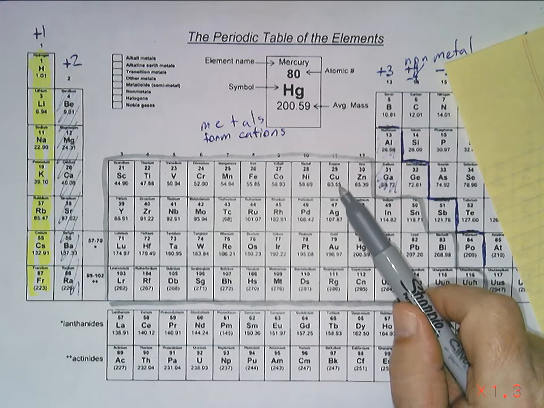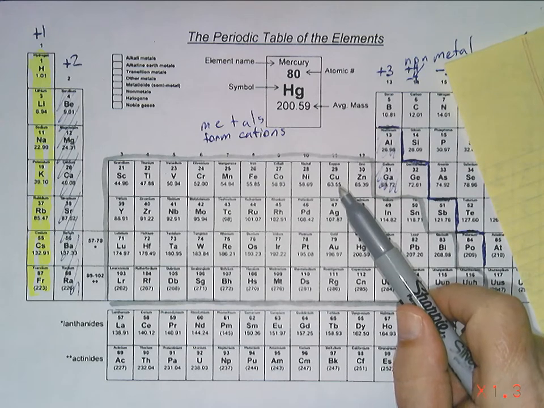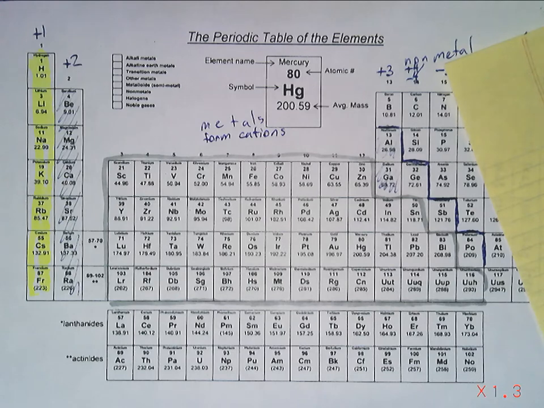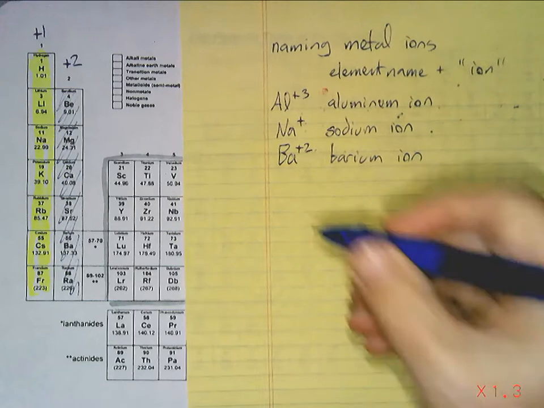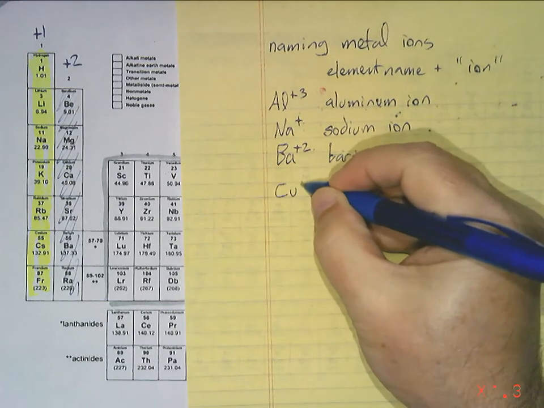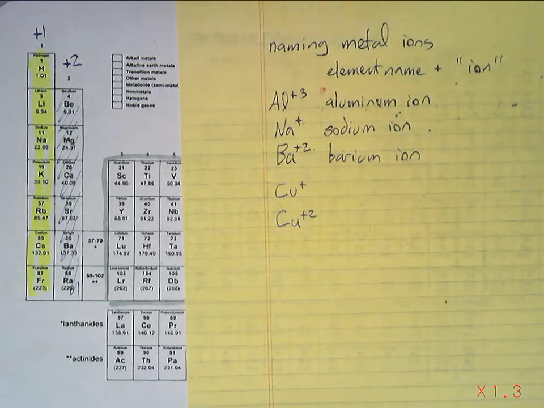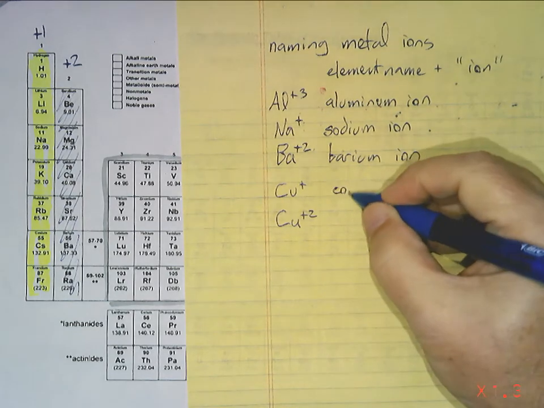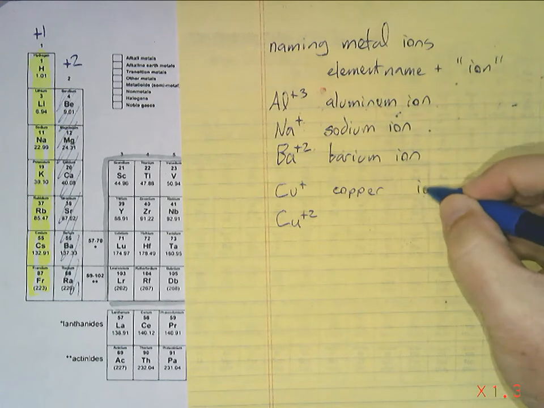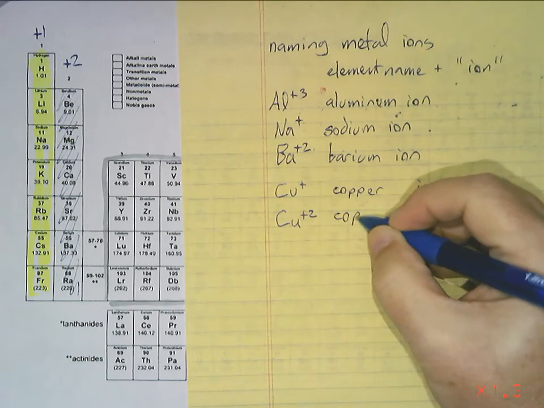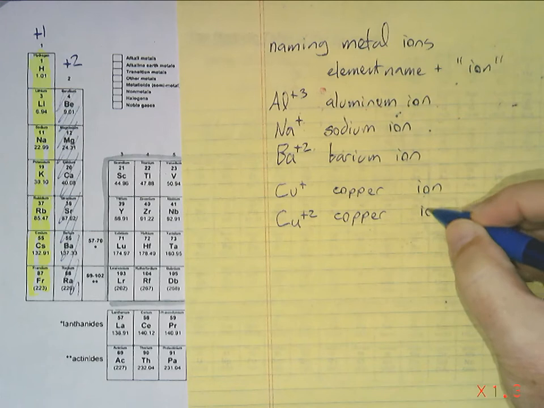If I look at copper here, copper forms 2 ions, a +1 ion and a +2 ion, and I can't tell which I've got from where it is on the periodic table. Now, if somebody gives me this ion and this ion and asks me to name them, I've got to do more than just name the element and put the word ion after it. So I can't just call this a copper ion, and I can't just call this a copper ion, because then I have the same name for 2 different things.